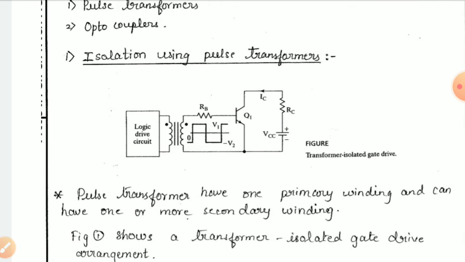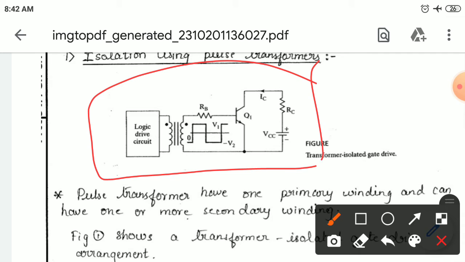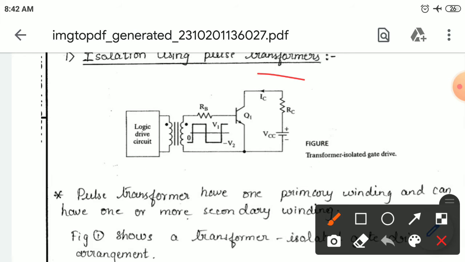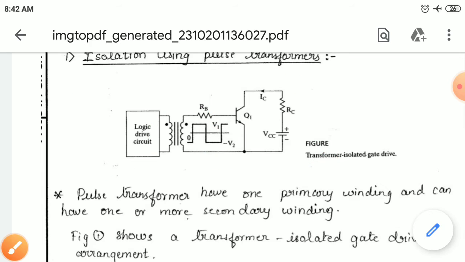First we'll discuss what exactly the isolation of gate and base drive circuit using the pulse transformer is. What is the pulse transformer? How does the isolation happen in this pulse transformer? You can just look at the figure. This is a schematic representation of the isolation of the base from the logical circuit using the pulse transformer. This equivalent diagram indicates the isolation provided to the bipolar junction transistors by using the pulse transformer here.